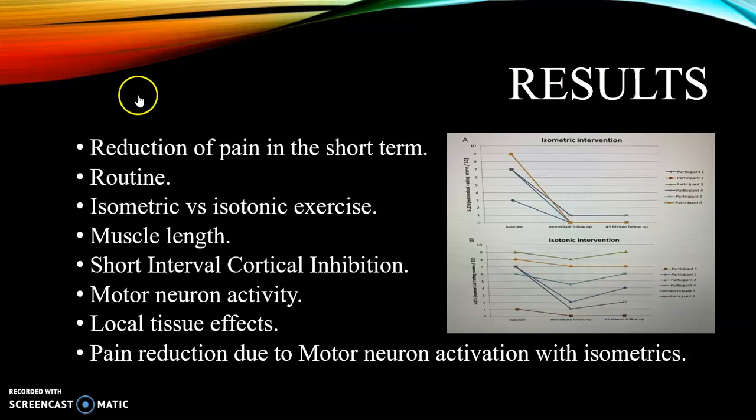We have a graph here that shows the pain reduction from the isometric and isotonic. So the isometric here, you can see that their pain was all high. It declines immediately following the exercise, and then 45 minutes after, it also is very low. And then for the isotonic, it shows some pain reduction, but then at that 45 minutes, it goes back up.